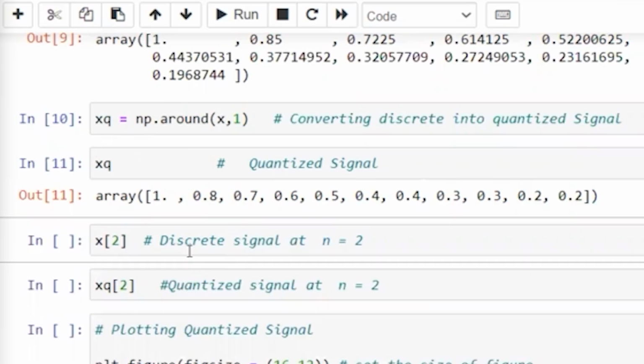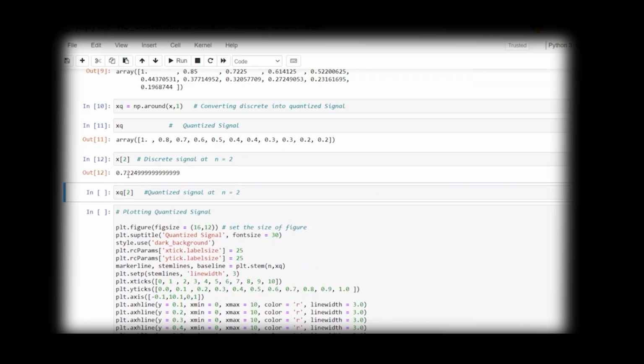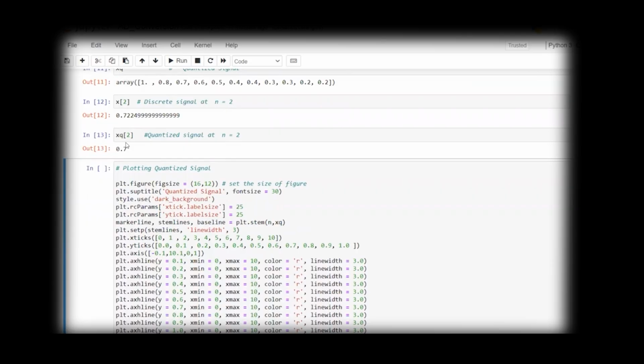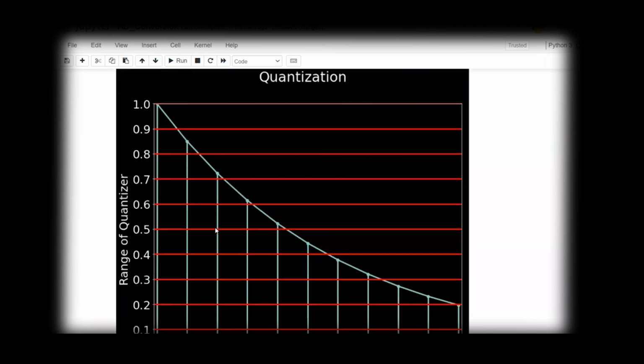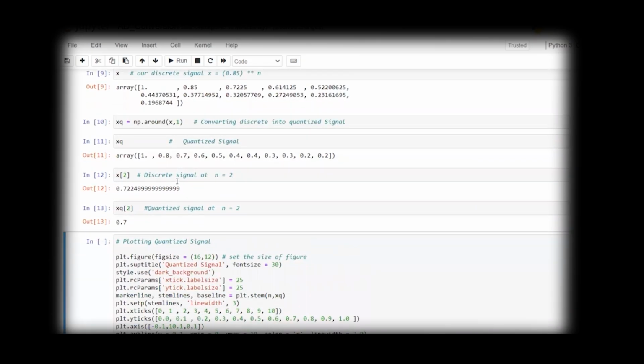By using the numpy.around function, we are converting each discrete value into its quantized form according to the quantization levels we defined earlier. If we check the code output, we can confirm that when n equals 2, the discrete value was approximately 0.72, and the quantized value is 0.7, which matches the red horizontal level in the plot. In this way, we can confirm any value at any discrete point by comparing the discrete and quantized results.